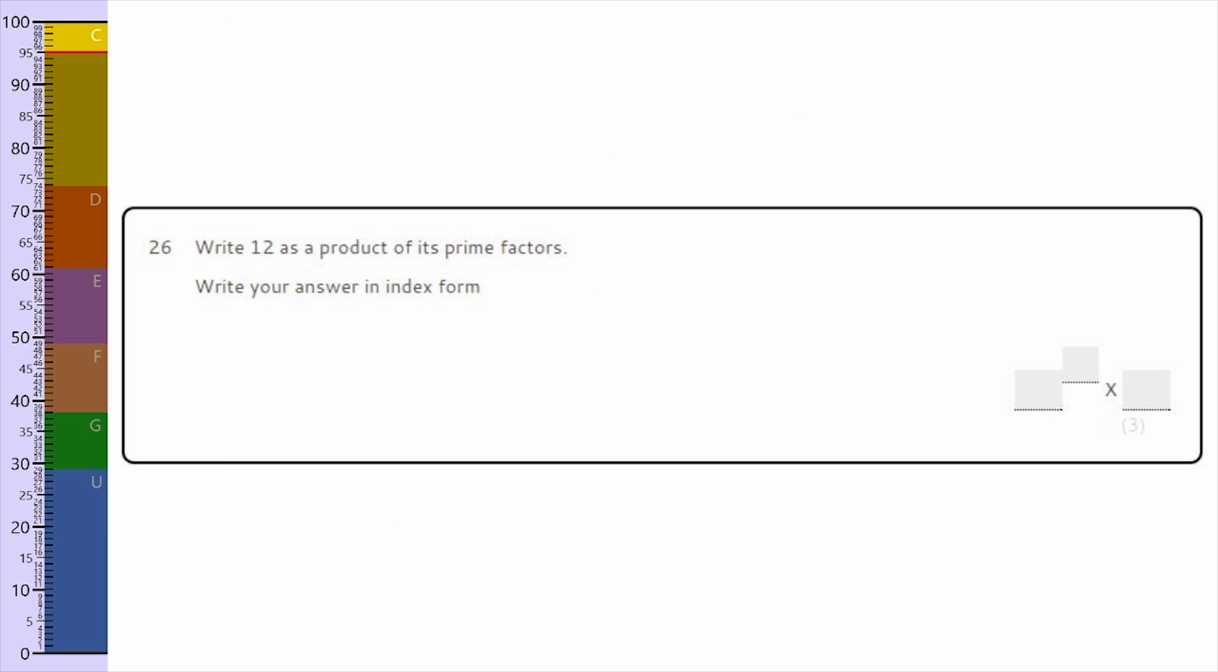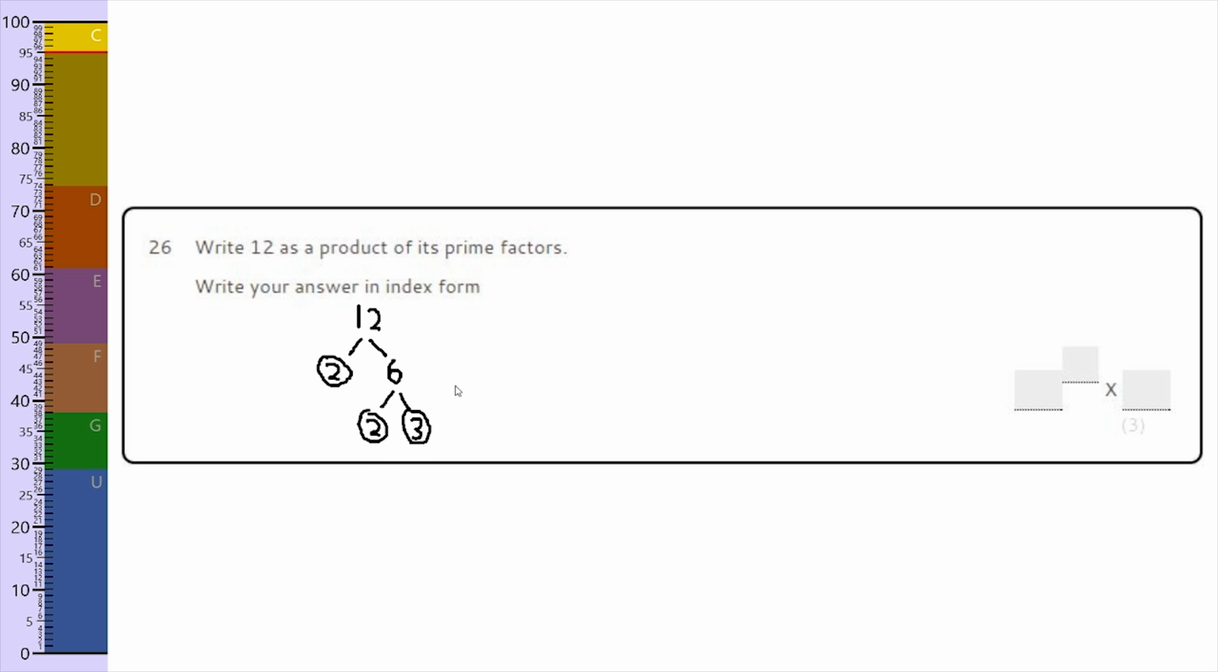Let's move on. So, question 26, if you'd like to pause the video now and have a go. Okay, so for product of prime factors, you want to probably draw a prime factor tree. So we're looking for numbers that times together to make 12. I always look for 2 first. And any prime numbers I put a circle around. So that's 2 and 6. 2 times 6 is 12. The 6 isn't a prime number because I know that 6 is made up of 2, which is a prime number, and 3.